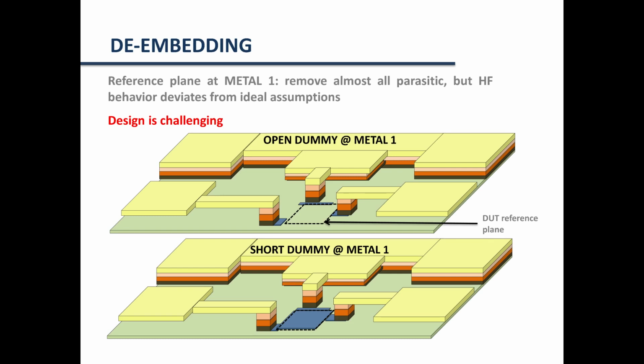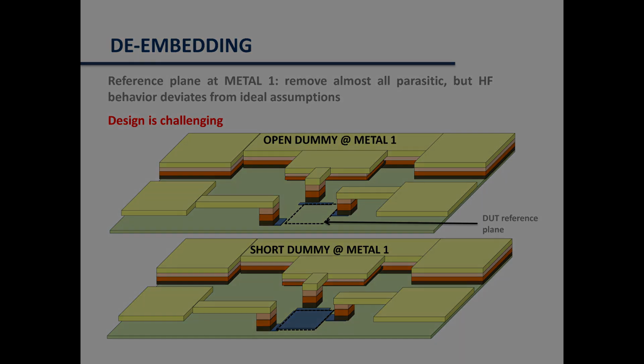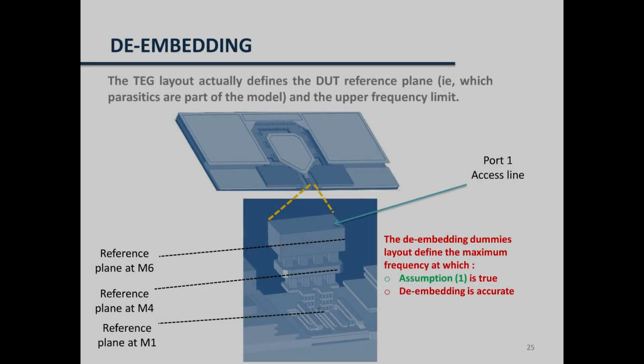Of course, the advantage of these structures is that you can remove more parasitics, but the point is that their design is very challenging because their behavior will be non-ideal at higher frequencies. So the test structure layout actually defines the DUT reference plane. That means that it will define which parasitics are part of the model. And it will also define the upper frequency limit for your measurements.